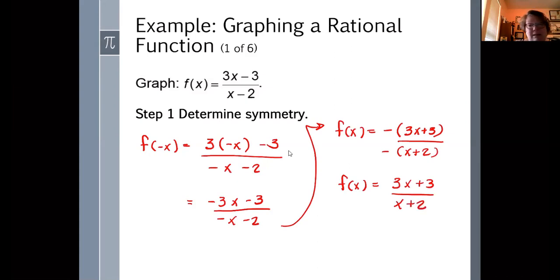Okay, that is not the same function I started with. It is also not exactly the opposite of the function I started with. For it to be exactly the opposite, I would have to have negative 3x plus 3 in the numerator. It's not exactly the opposite. So there is no symmetry for this function.